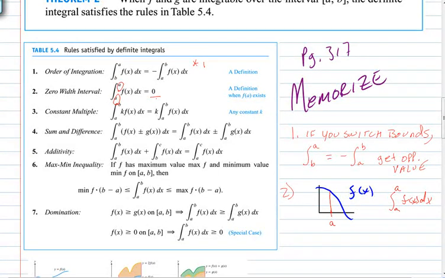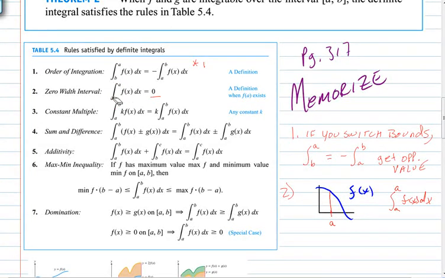Okay? And these kind of make sense. The reason this one works is because if we went, on number 1, if we went from A to B and we switch the order, we end up with a negative length, right? So that's why when you switch your bounds, you get a negative area. You get a negative value of the integral.